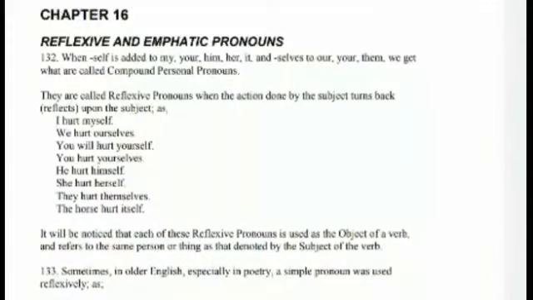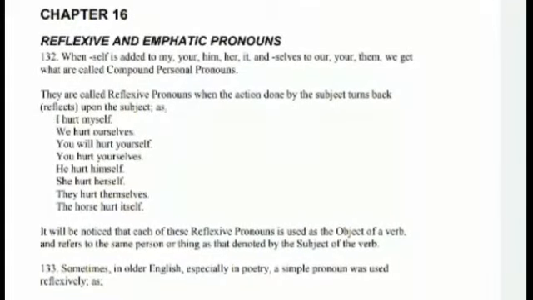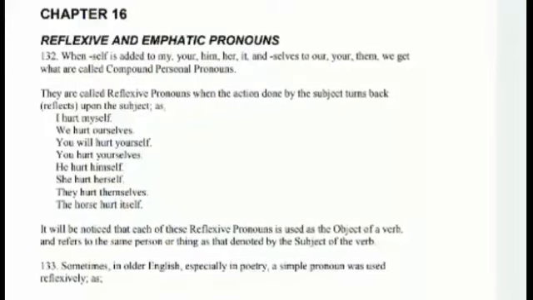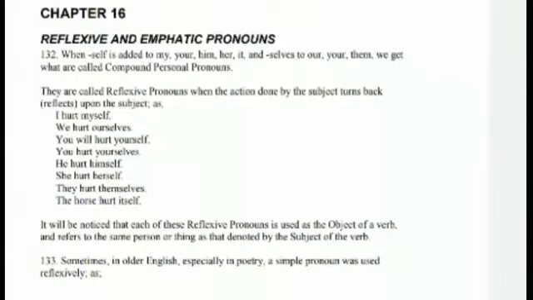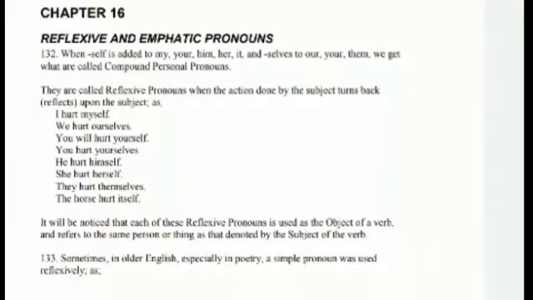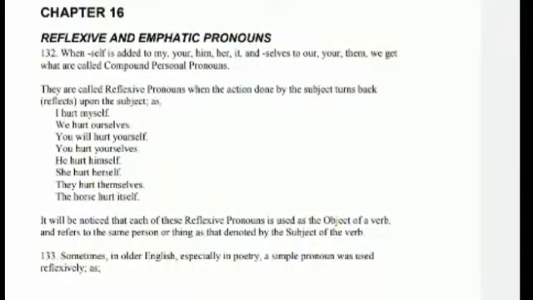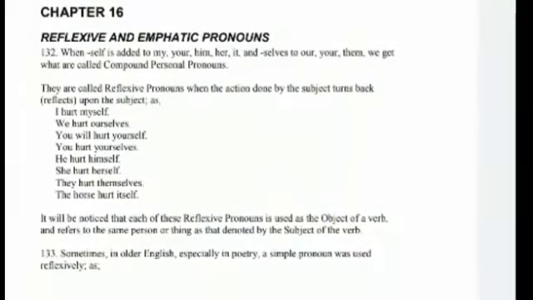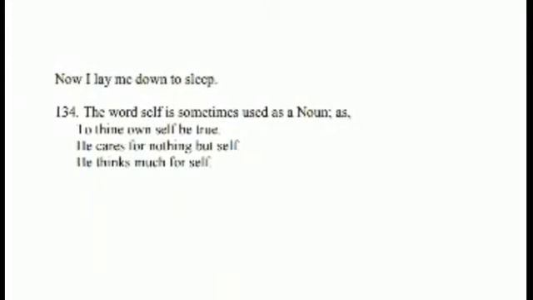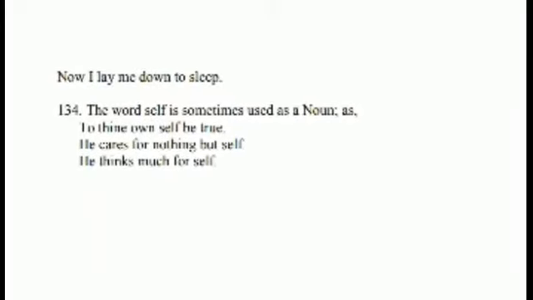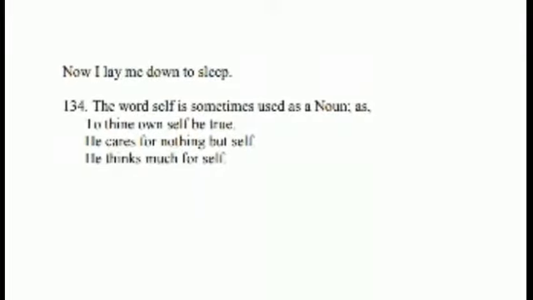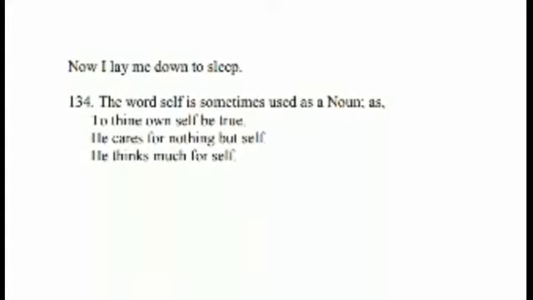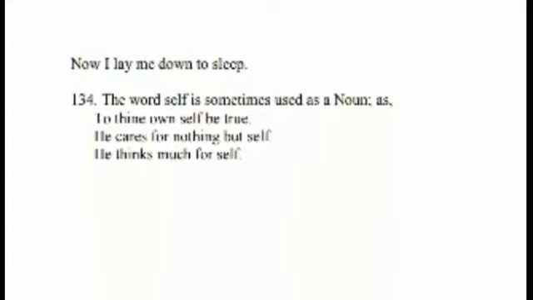It will be noticed that each of these reflexive pronouns is used as the object of a verb and refers to the same person or thing as that denoted by the subject of the verb. Sometimes in older English, especially in poetry, a simple pronoun was used reflexively. Example, now I lay me down to sleep. The word self is sometimes used as a noun. He cares for nothing but self. He thinks much of self. Here the word self is used as a noun.